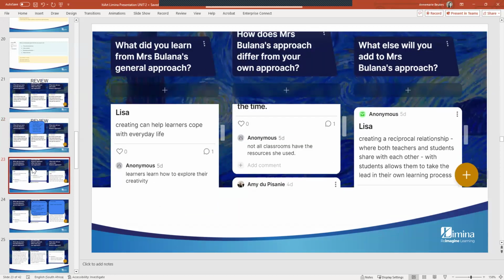Then the next one I had a look at here says that creating can help learners cope with everyday life. Absolutely, Lisa, that's a very valuable comment. We're all aware of how important the arts are. Anonymous says not all classrooms have the resources that she used. Absolutely, I agree with you.